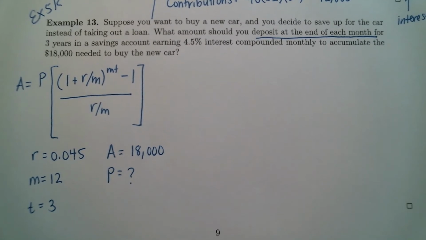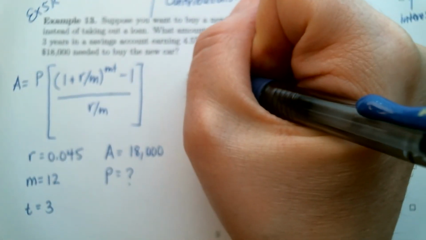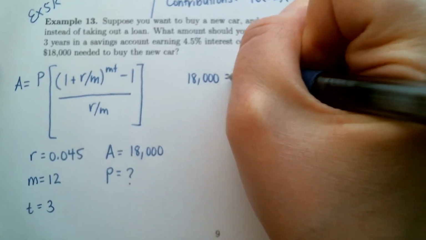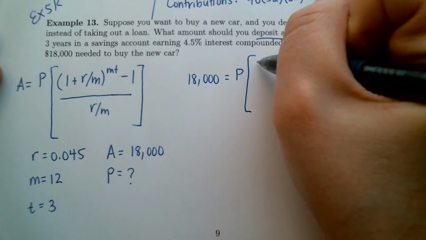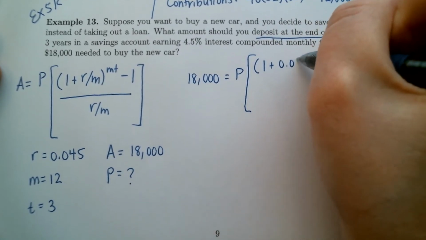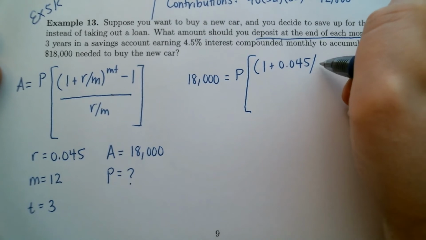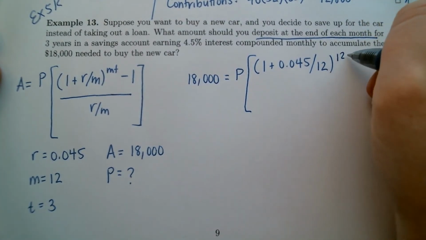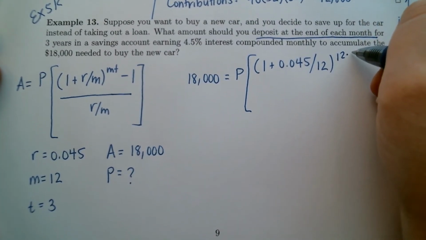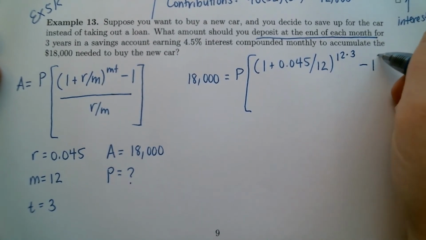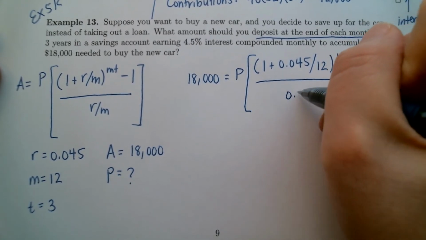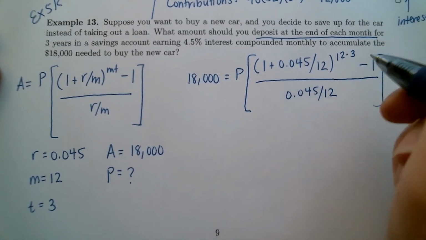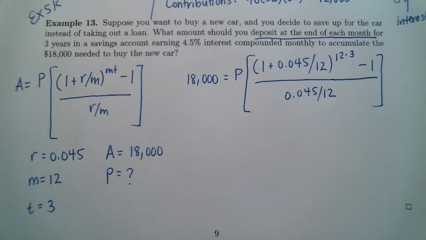Let's plug into the formula. We're going to get 18,000 is equal to P, which we don't know, so we'll just leave it as P. Inside the brackets, the numerator is going to be 1 plus 0.045 divided by 12, raised to the 12 times T, T is 3, minus 1. The denominator inside the brackets is going to be R over M. This is how you would plug into the formula. You are looking for the P value.